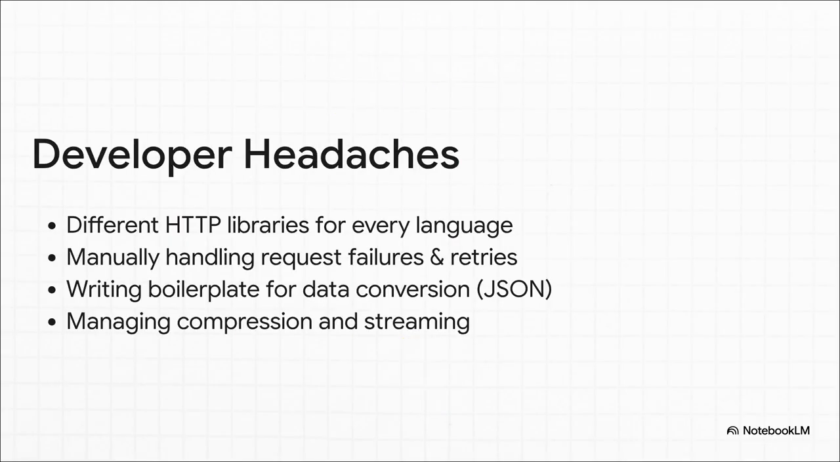For every new service, you're wrestling with a different HTTP library, whether it's in Go or Java or Python. You're manually coding for when things go wrong, building retry logic from the ground up. You're writing all this tedious boilerplate code just to turn your data into JSON and then back again. And that's all before you even get to think about optimizations like compression or streaming. It's just a ton of repetitive, error-prone work that gets in the way of what you actually want to be building.